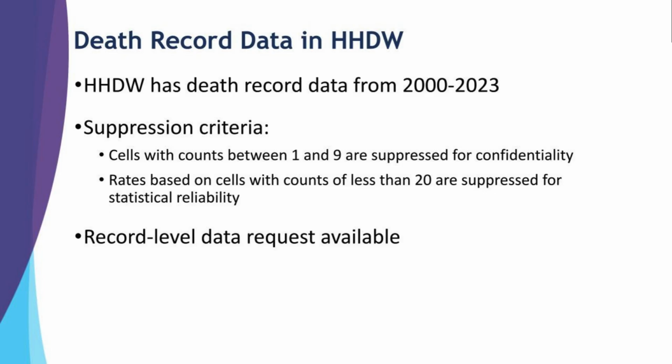HHDW houses death record data for the state from 2000 to 2023. The CDC has established criteria for reporting death data, and we follow those guidelines. Specifically, cells with counts between 1 and 9 are suppressed for confidentiality, and rates based on cells with counts of less than 20 are suppressed for statistical reliability. If you're interested in obtaining record level data for the state, we can help you through this process. I'll show you where to go when we do the website demo.